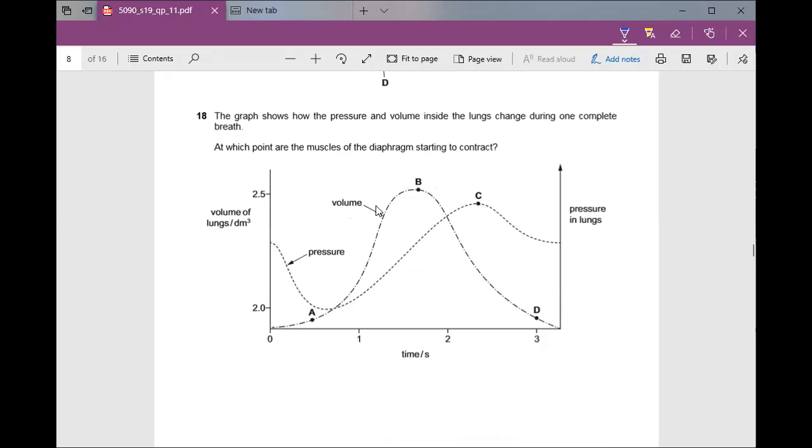Number 18, the graph shows how the pressure and the volume inside the lungs change during one complete breath. At which point do the muscles of the diaphragm contract? When the muscles of the diaphragm contract, at that time, volume starts increasing. Look at this one. This arrow is showing that the process takes place here as the volume increases. So A is the correct option. B is a position where diaphragm muscles are relaxing. Okay, so A is the correct answer.